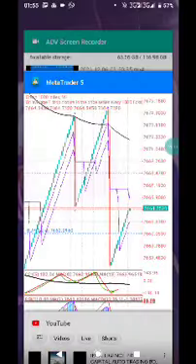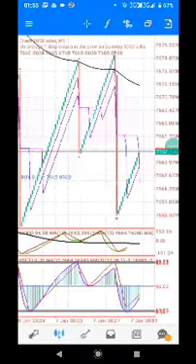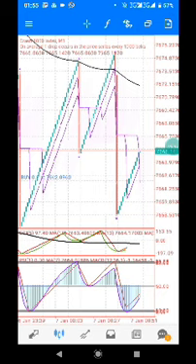So let's get back to the trade so that we don't risk our trade. Okay, you can see the candle has closed. It has closed, so you quickly go and then you take your profit.